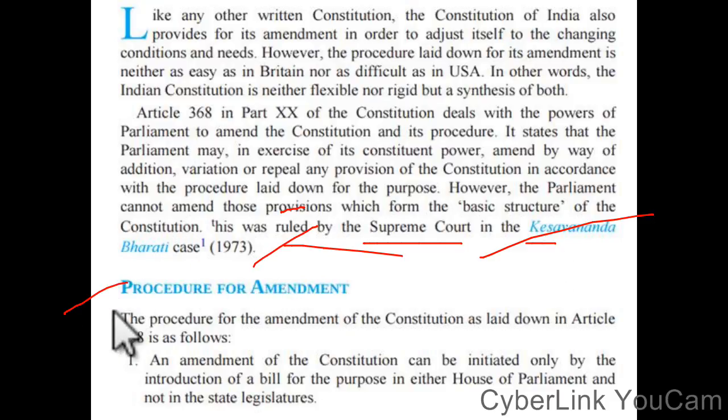Procedure for the amendment. The procedure for the amendment of the Constitution is as laid down in Article 368 as follows. An amendment of the Constitution can be initiated only by the introduction of a bill for the purpose in either House of Parliament and not in the state legislature.